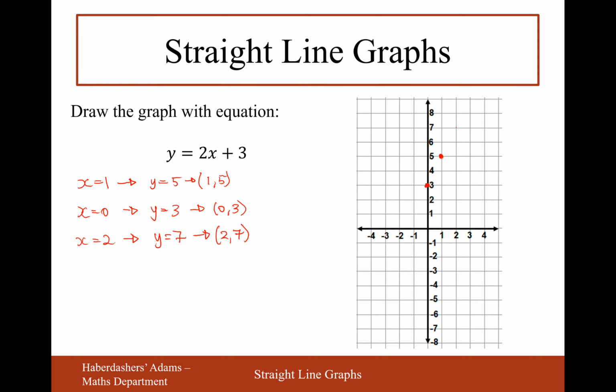2 across, 7 up. And maybe we'll just do one negative one just for luck. Minus 1. So now plug minus 1 into the equation. 2 times minus 1, that's minus 2. Add the 3 and you get 1. So the next coordinate will be minus 1, 1. So left by 1, up by 1. This will be the next coordinate.